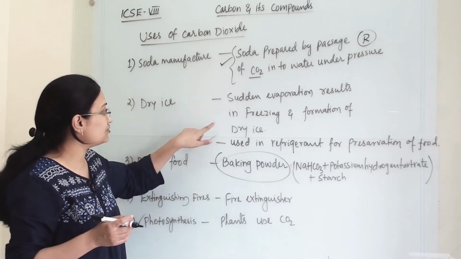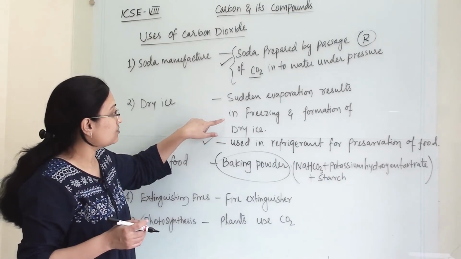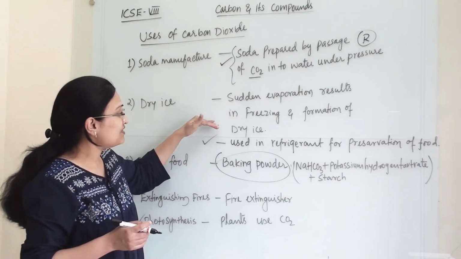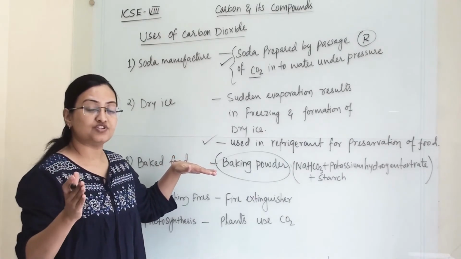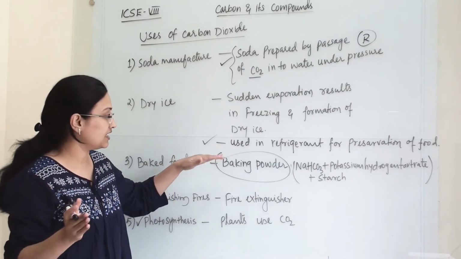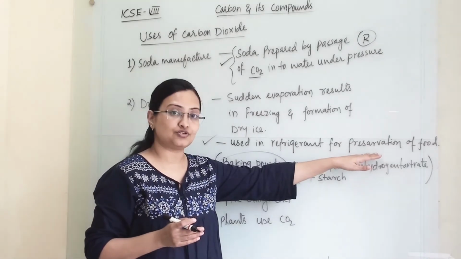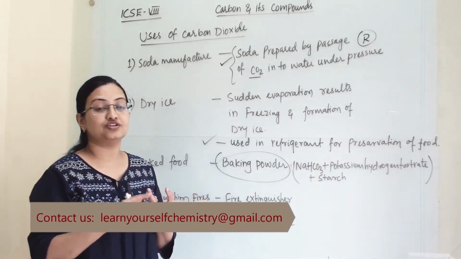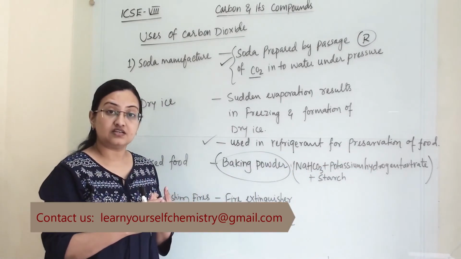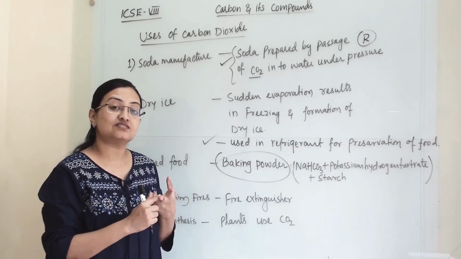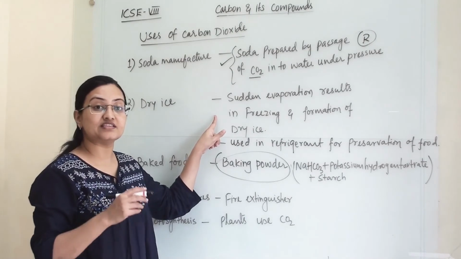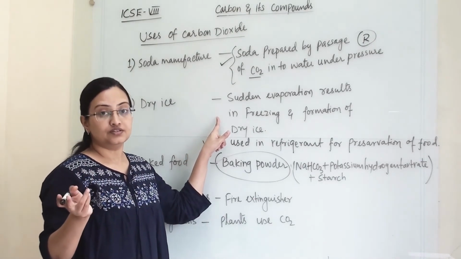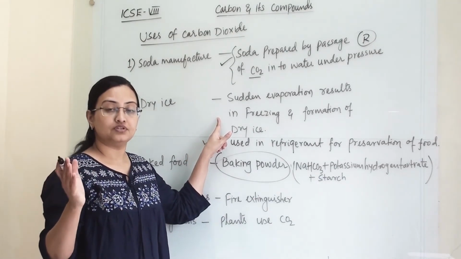Then for the second use, the question can come: why are we using dry ice instead of ice which is manufactured from water in refrigerant and preservation of food? Then we can mention that dry ice freezes faster and it will last long compared to water ice. So that's why we are using dry ice instead of natural ice or the ice made up of water.